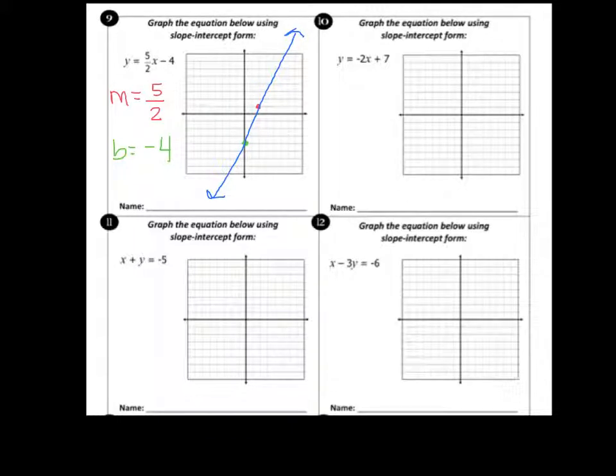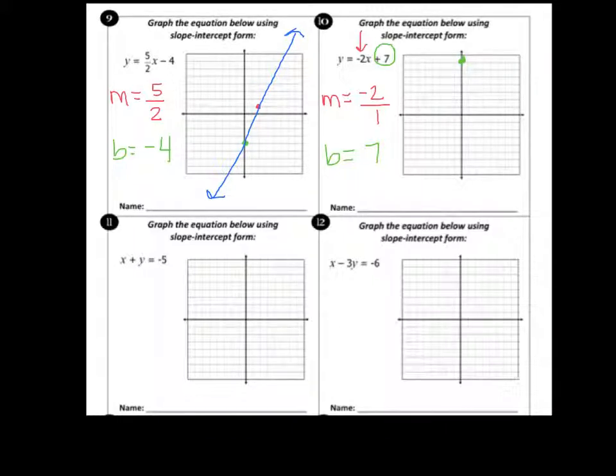All right, so let's look at number 10. Here, when I identify my slope, I can see it right there. It's negative 2. If you want to write that as negative 2 over 1, since you know you're going to be using it to graph, I would go ahead and do that. B, I can see right here, is 7. So step 1, plot your y-intercept. So I am going to put a point on 7 on the y-axis.